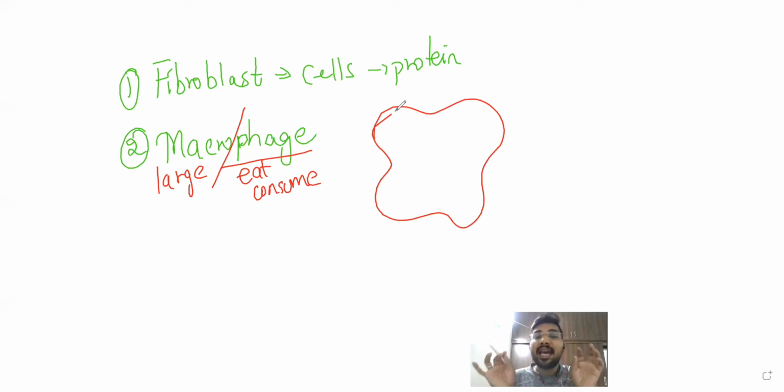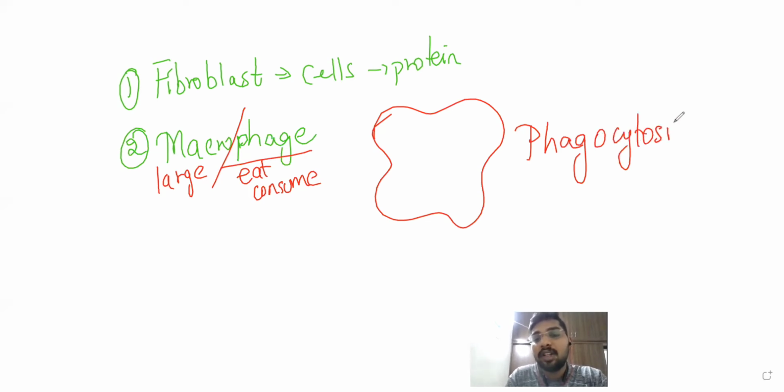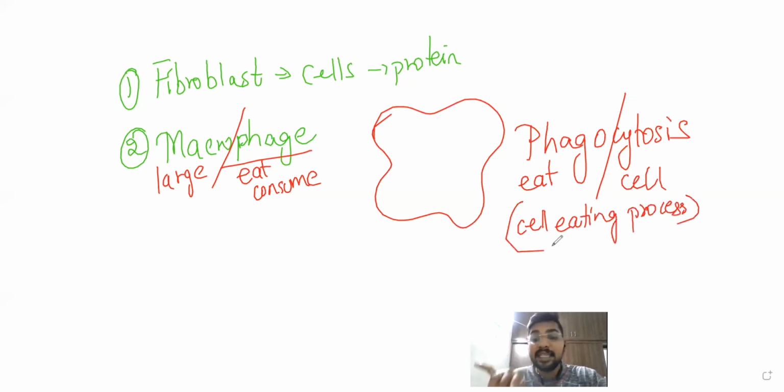What is the function? They undergo a specific function called phagocytosis. Now, what is phagocytosis? Phago means to eat or consume, and cytosis refers to the cell. So this is also called the cell eating process. We have a cell drinking process also, that is called pinocytosis. So pinocytosis means cell drinking, and cell eating means phagocytosis.